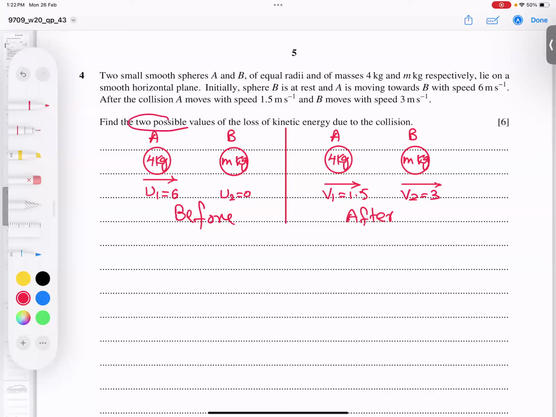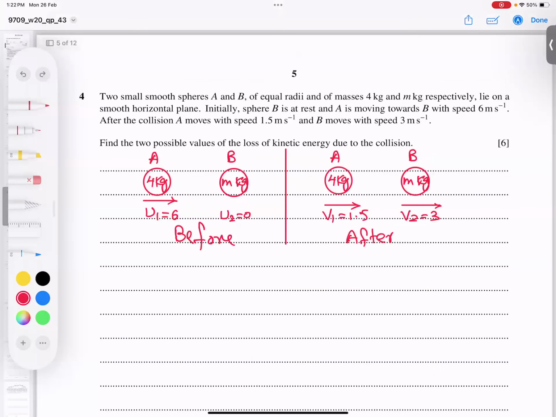But he mentioned here two possible values. There are two possible values because the mass of B is unknown. And you know the concept: if the mass of A is bigger than the mass of B, you know what will happen, students? A heavy particle will hit and both will go right side. But if a smaller mass hits a heavy mass, the smaller will rebound. But in this situation, I have taken mass A as bigger, so both will go right side. Okay, so let's try to solve it.